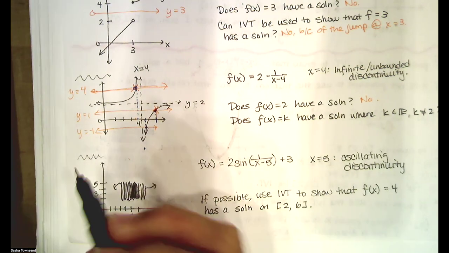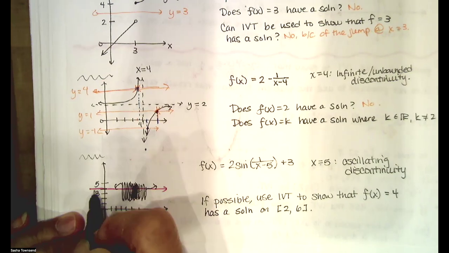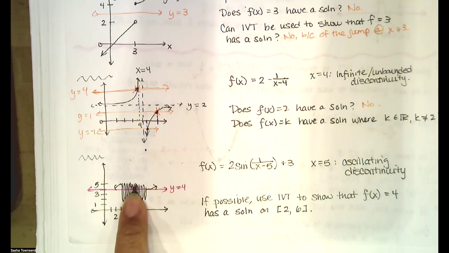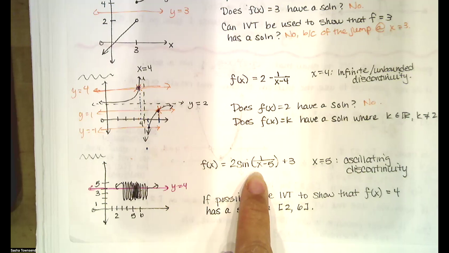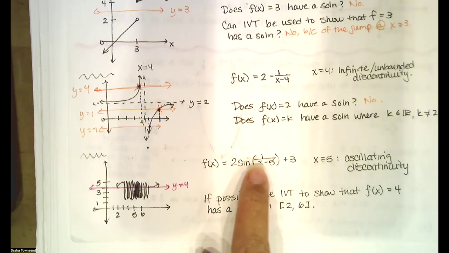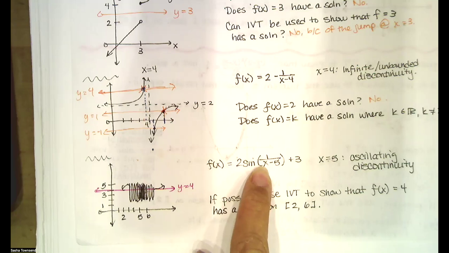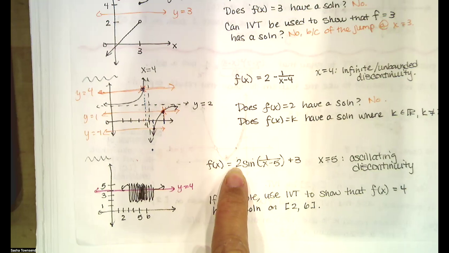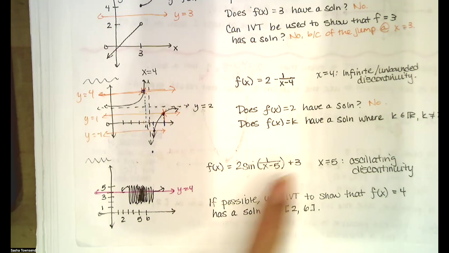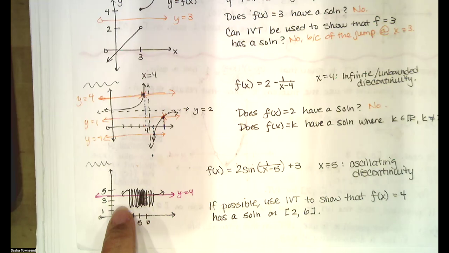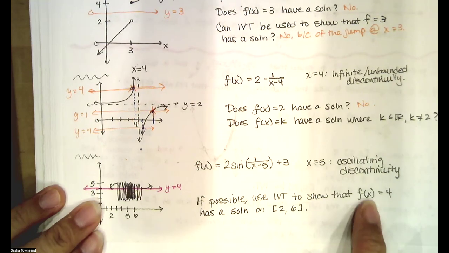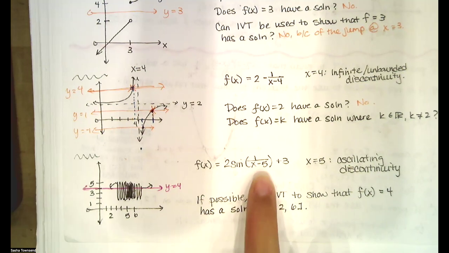Well, we can look at the graph and see that we're actually going to have infinitely many x values that cause that function to be equal to 4. Because this function is oscillating rapidly between 2 values. Sine normally ranges from -1 to 1. We multiply by 2, it ranges from -2 to 2. If we add 3 to that, the range is 1 to 5. So our values are all between 1 and 5. And my function is continuous at every x value except for 5.